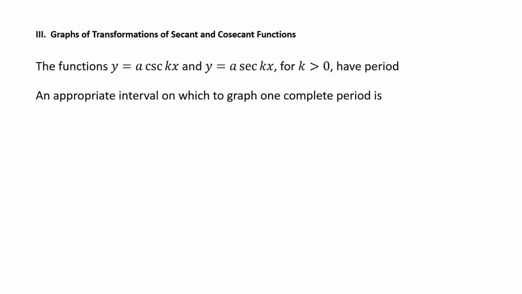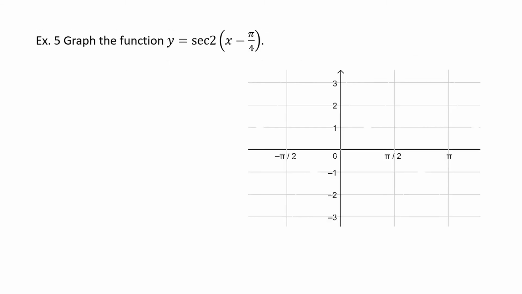Roman numeral 3, graphs of transformations of secant and cosecant functions. The functions y equals a cosecant kx and y equals a secant kx for k strictly positive have period 2 pi over k. An appropriate interval on which to graph one complete period is brackets 0, 2 pi over k. Graph the function y equals secant 2 times the quantity x minus pi over 4.